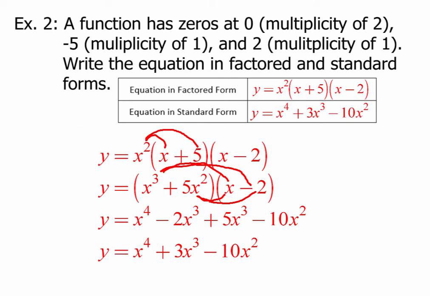And so that's everything we need to know about the roots, zeros, and equations of a polynomial function.